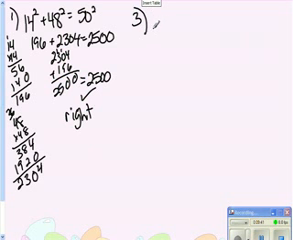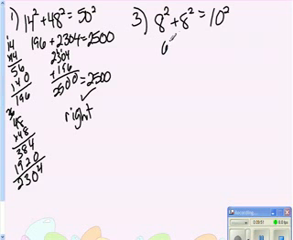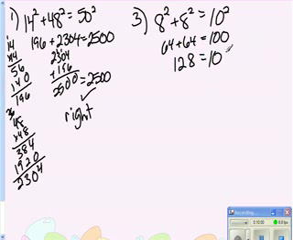Alright, moving on to number 3. We got 8, 8, and 10. Longest one is always going to be hypotenuse, so 8 can be A, 8 can be B, 10 can be C. 8 squared is 64 plus 64 equals 100. 128 equals 100. Is that true? No. So that is not a right triangle.